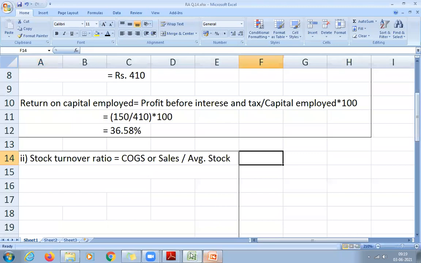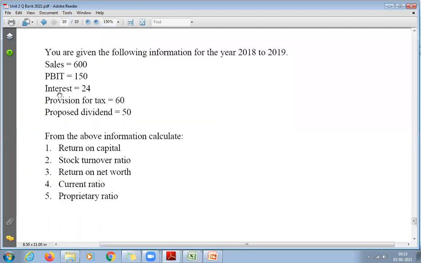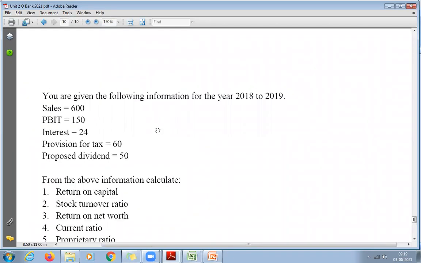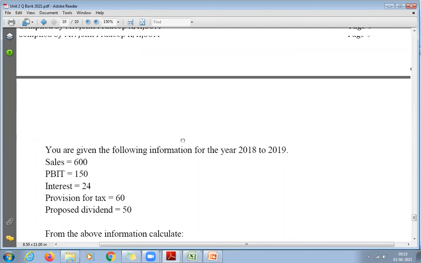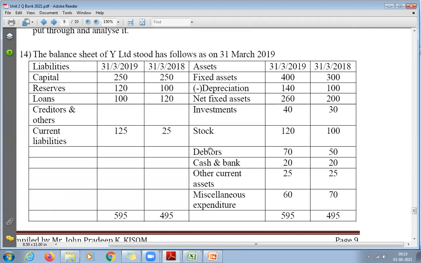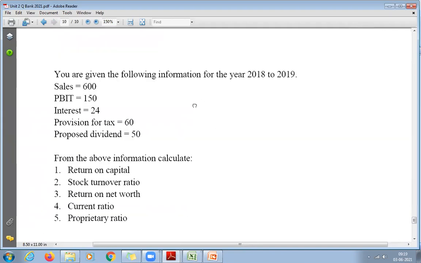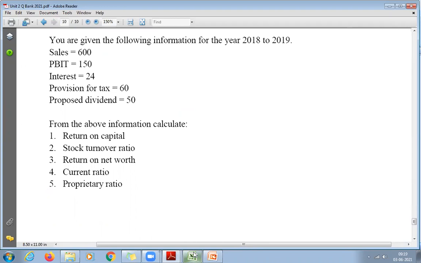So do we know COGS or sales? What is given in the question? We have sales; COGS is not given. So what is the alternative? The alternative is sales, because I cannot calculate COGS. He has not given a percentage, gross profit, or an income statement. He has given only the balance sheet, and from the balance sheet I cannot calculate COGS. So we will take sales as the alternative.